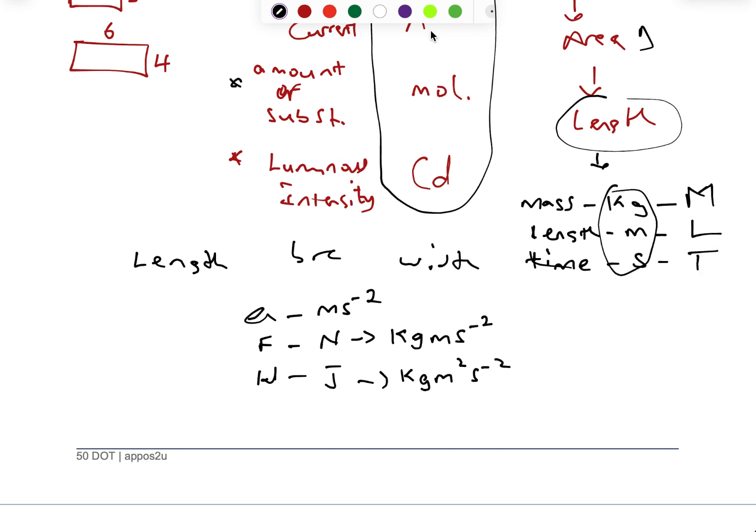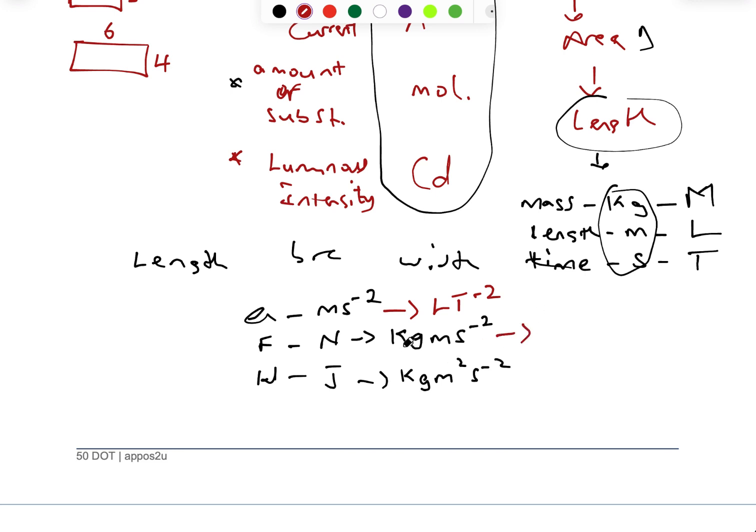So let's find the dimension for acceleration now. Acceleration is meter per second squared. Meter corresponds to capital L, and seconds corresponds to what? Capital T. What's the power of S here? -2. So the dimension for acceleration is LT raised to -2.